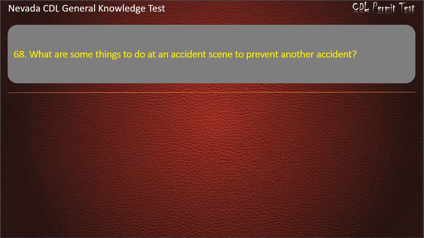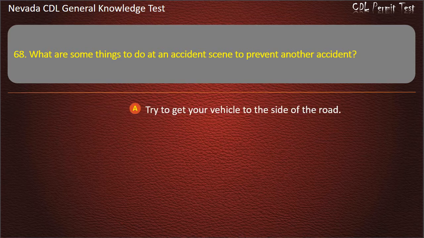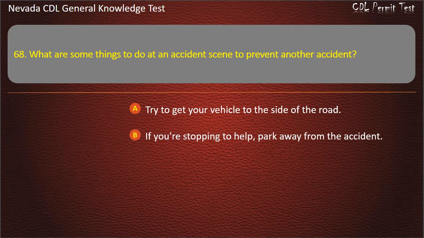Question 68. What are some things to do at an accident scene to prevent another accident? Try to get your vehicle to the side of the road. If you're stopping to help, park away from the accident. All of these answers are correct. Answer. All of these answers are correct.